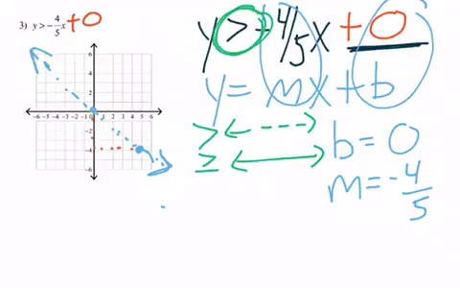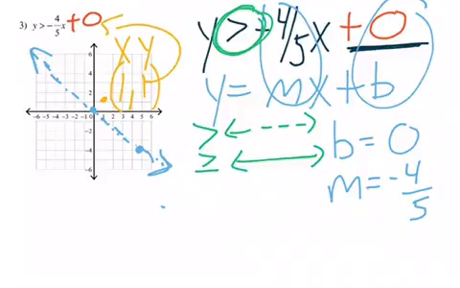But we're not done yet. We still need to figure out which way to shade. Well, I've always told you to use the point of origin to figure out where to shade. But in this case, our line crosses through the point of origin. So I'm going to pick the next point that is easiest, for me, in my mind at least, and that's 1, 1. So my x value would be 1. My y value would be 1. And I'm going to plug it into our original equation up here.